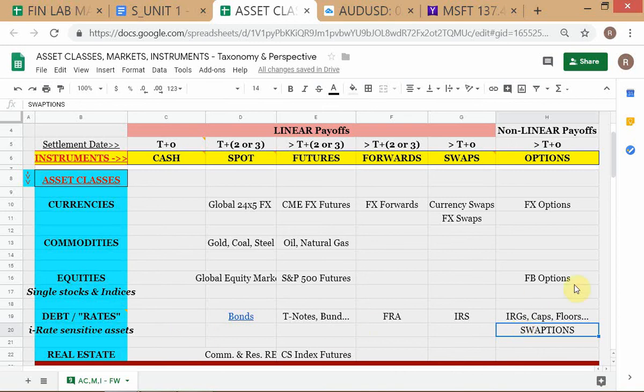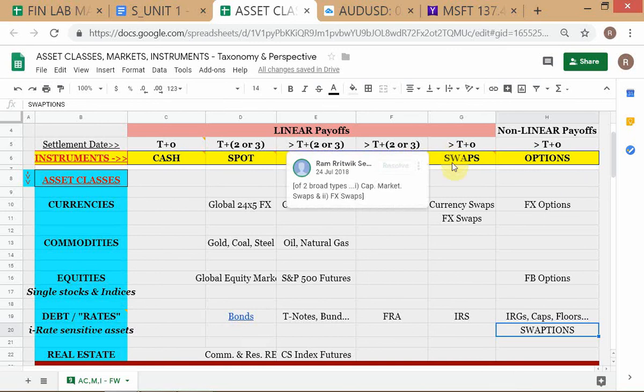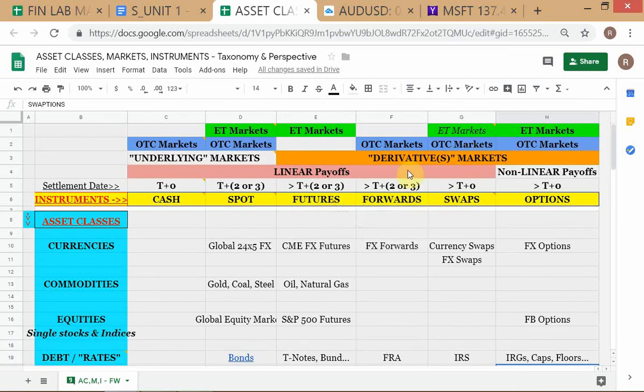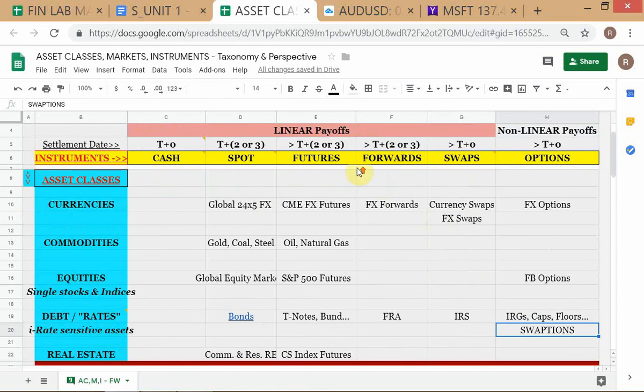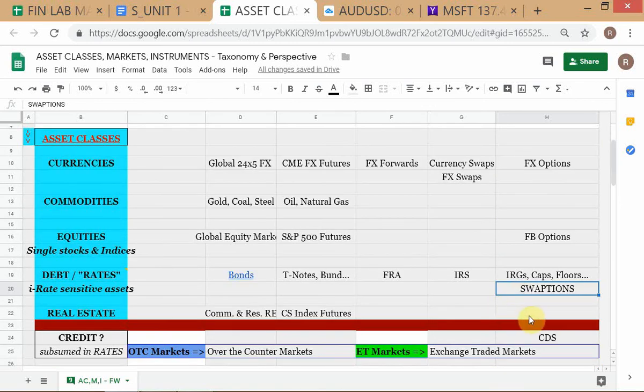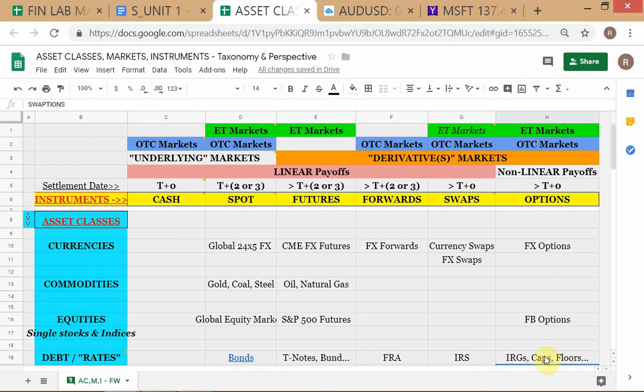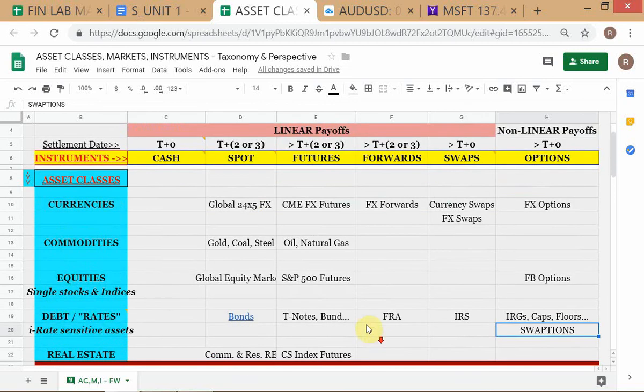Normally we have not listed swaps as an underlying market, but in certain types of instruments swaps can be underlying markets. Maybe I should put a lighter shade of it here. Swaptions are options on swaps, and swaps relate to debt instruments, so this would go into the box at the intersection of options and debt. This is how you're supposed to read this framework.